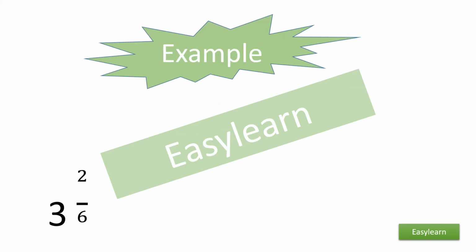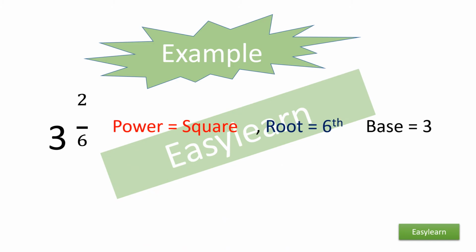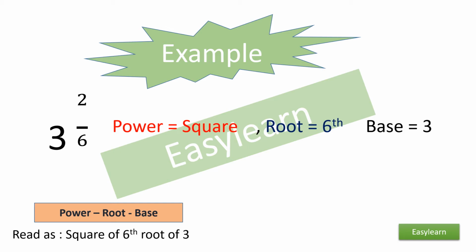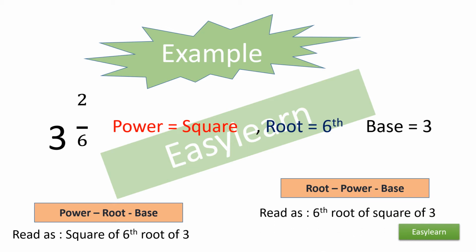Let's see one example. We have 3 raised to 2 upon 6. In this case, your power is 2, that is a square term, your root is 6th and your base is 3. If we have to read this in power, root, base, it will be the square of the 6th root of 3. And if we have to read it in root, power, base, it will be the 6th root of the square of 3. So it's the easiest way to remember.